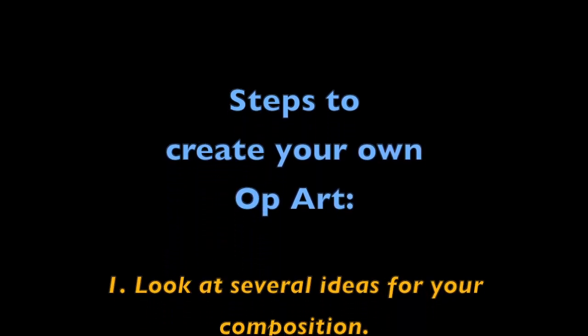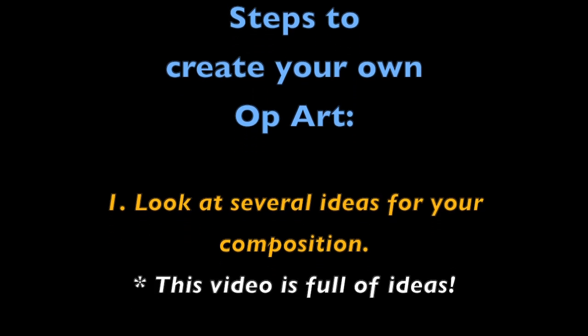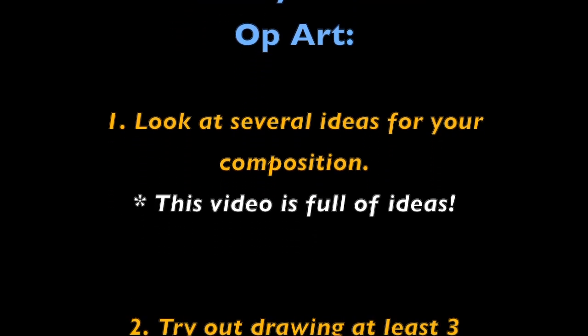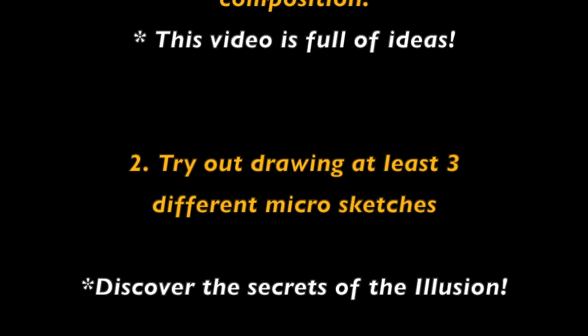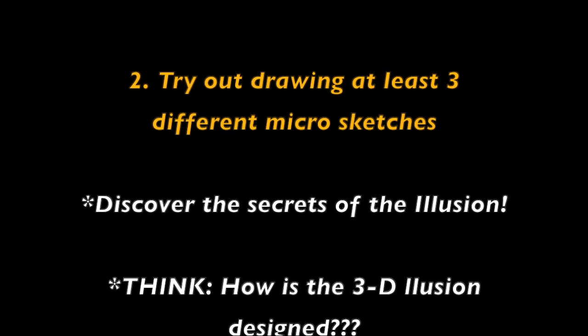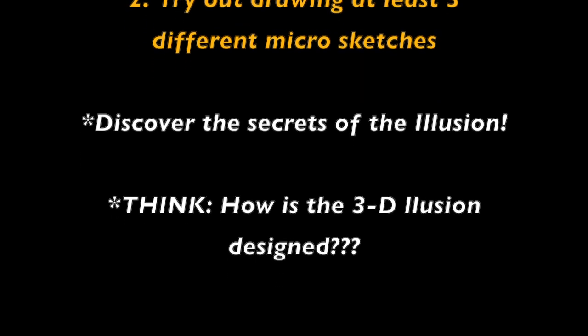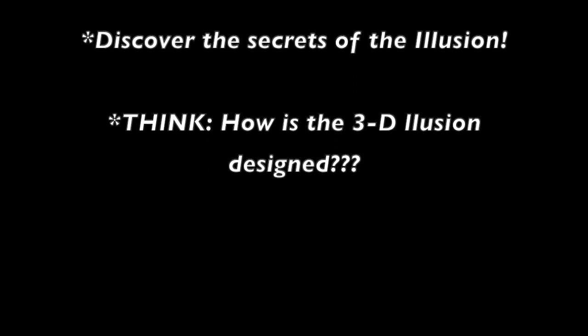Alright, here's the most exciting part, the steps to create your own op art. Number 1, look at several ideas for your composition. This video is full of ideas. You can look other places too. Number 2, try out drawing at least 3 different micro sketches. Discover the secrets of the illusion. Think, how is this 3D illusion designed?